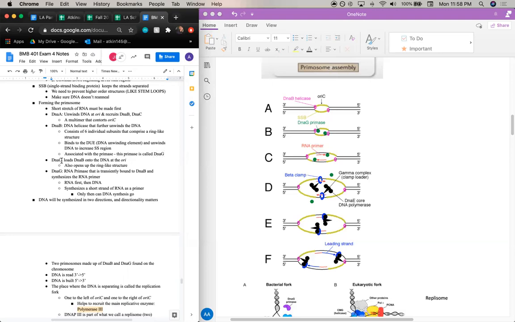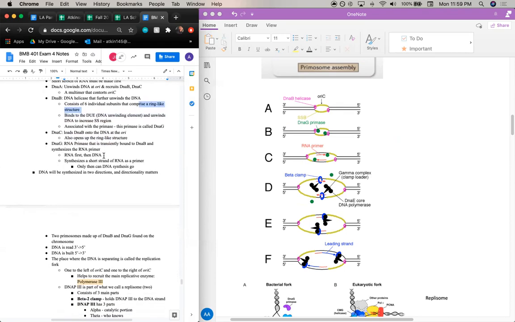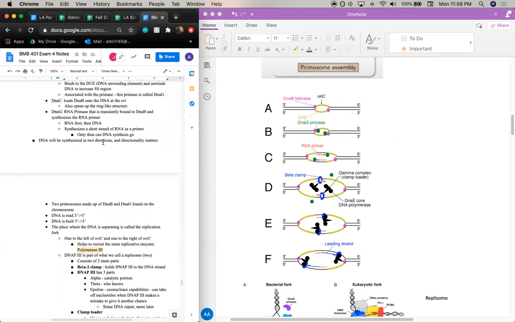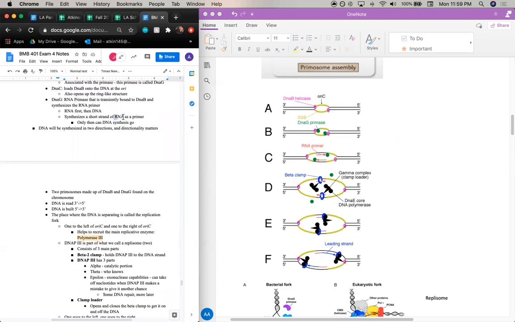All right, so DNA-C, it got called over by DNA-A earlier. It's going to help DNA-B get onto that DNA at the origin of replication. And DNA-C is also going to help open up that ring-like structure we saw under DNA-B. Okay, DNA-G is an RNA primase that is transiently bound to DNA-B and synthesizes that RNA primer that we need to attach DNA polymerase. We're almost there. We keep mentioning DNA polymerase, and we're going to eventually define it in a hot second. Okay, so only after that RNA primer is down can that DNA synthesis go. We've already mentioned that a couple times.